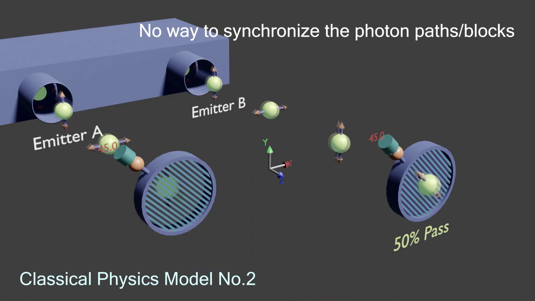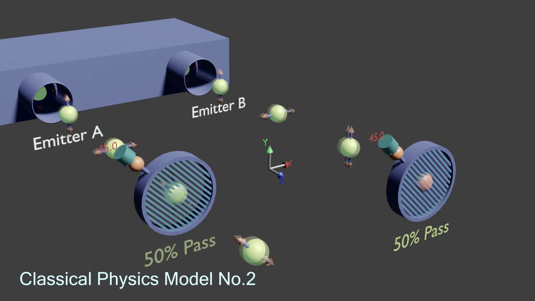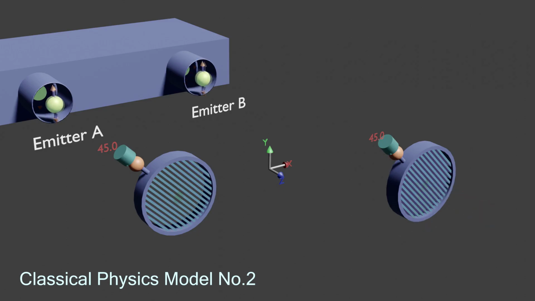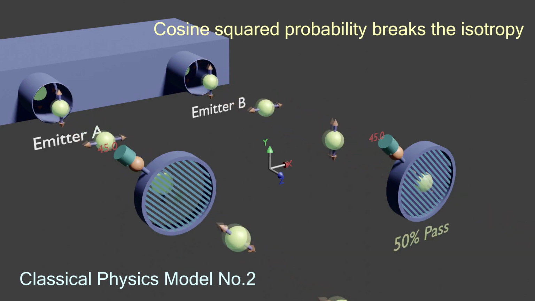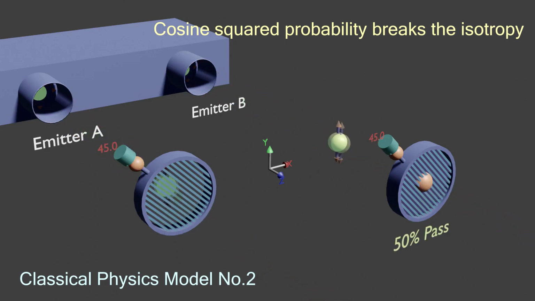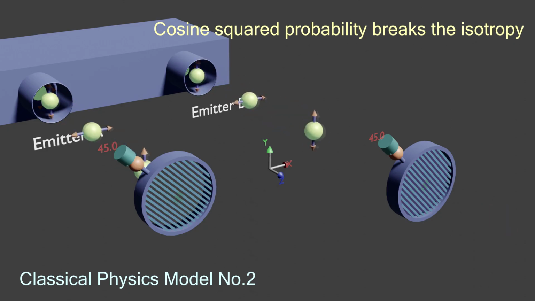However, there is no way to synchronize the pass or block of photons on both sides. Therefore, the pass-block rate of photons cannot match perfectly between sides A and B. This is different from the results of quantum entanglement experiments. The quantum entanglement model requires angular isotropy, but the second classical physics model does not satisfy this requirement.